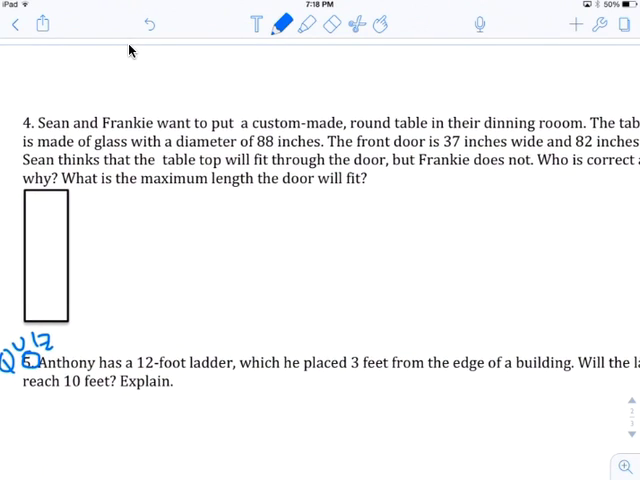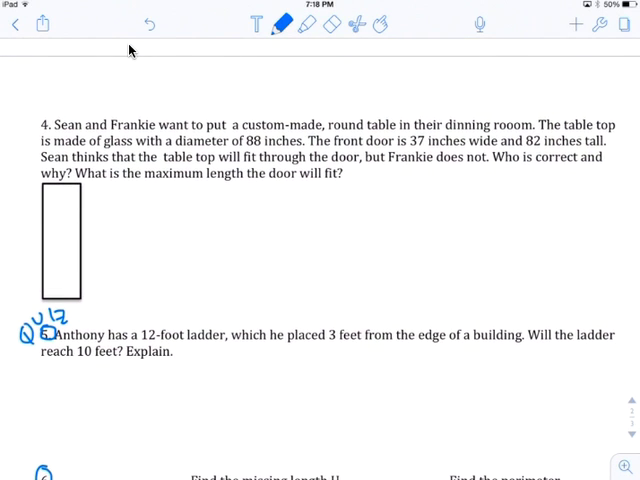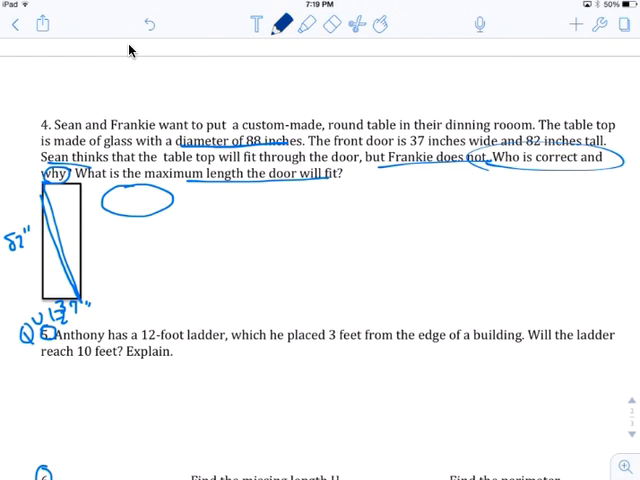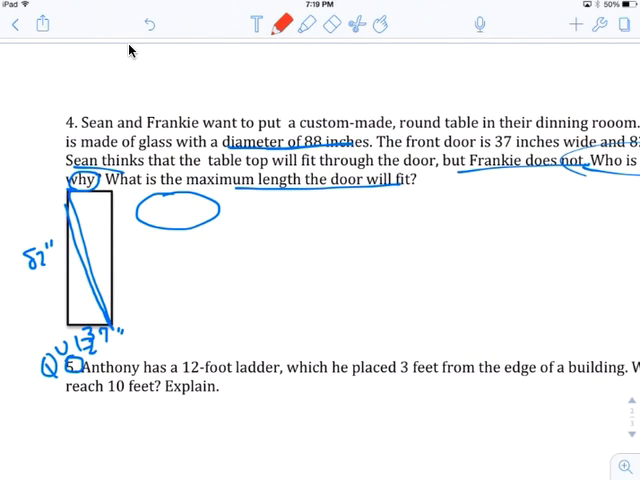Sean and Franklin want to put a custom-made round table into their dining room. The tabletop is made out of glass with a diameter of this. Okay, table needs to go through the door. The front door is 37 inches by 82 inches tall. Sean thinks that the tabletop will fit through the door, but Frankie does not. Let's see, who is correct? What is the maximum length the door will fit? Okay, who is correct? What maximum length the door can fit is going this way, right here.